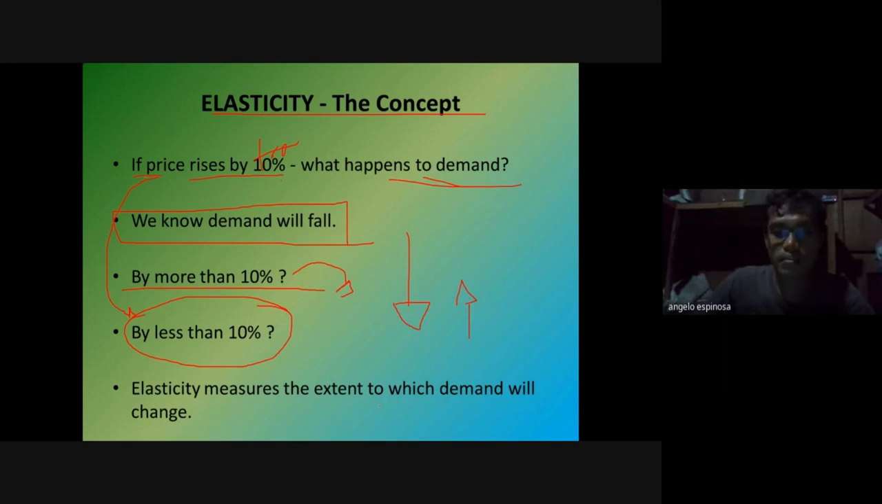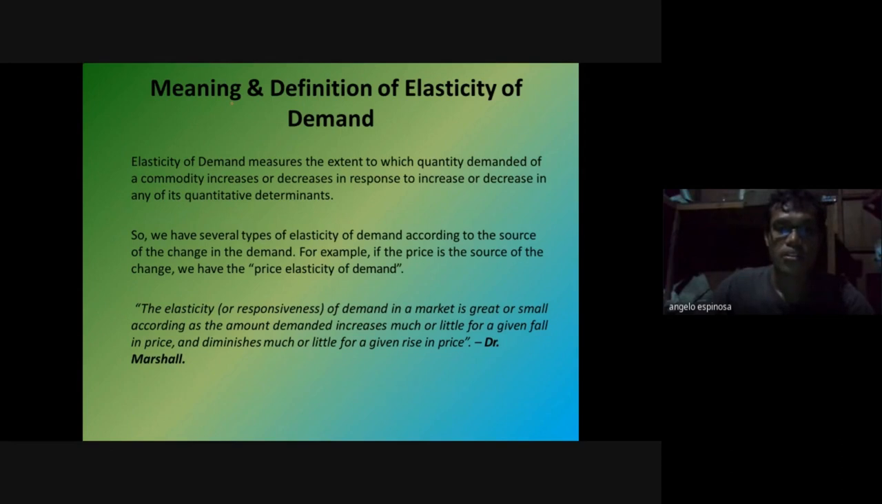Okay? Elasticity measures the extent to which demand will change. Ayan. So definition of elasticity of demand: elasticity measures the extent to which quantity demanded of a commodity increases or decreases in response to an increase or decrease in any of its quantitative determinants. So that is the biter. Okay? So ibig sabihin, if the biter exists, it's either shifting to the left or shifting to the right of the demand curve. And that's the time na magkakaroon ng responses from the elasticity of demand.